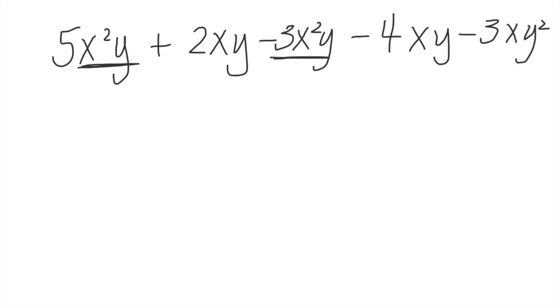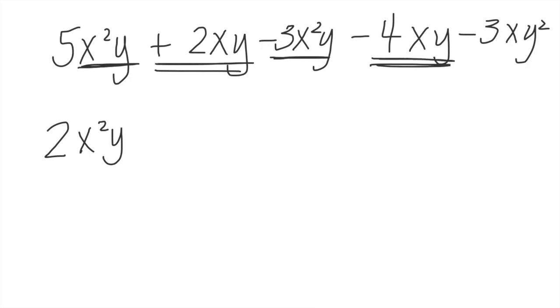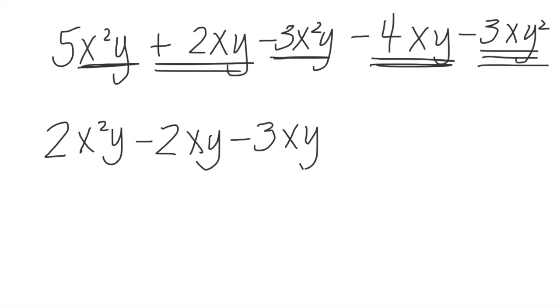So this is 5 minus 3, 2x squared y. We'll do 2xy minus 4xy. 2 minus 4 is negative 2xy. And then minus 3xy squared is by itself. Technically, we would have to switch these two, they'd be in a different order, but that is okay. I'm just going to leave it like that for the sake of doing it. Okay, any questions about this one?